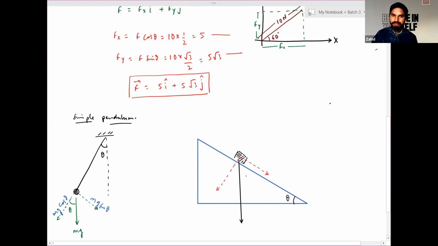So if this is theta, this will be 90 minus theta, as this is 90 degrees. The sum of all angles in a triangle must be 180 degrees. So this is 90 degrees, and the sum of these two angles must be 90. If one of the angles is theta, the other must be 90 minus theta. Now, since this line is perpendicular to this plane, the sum of two angles must be 90. So this angle will become theta.